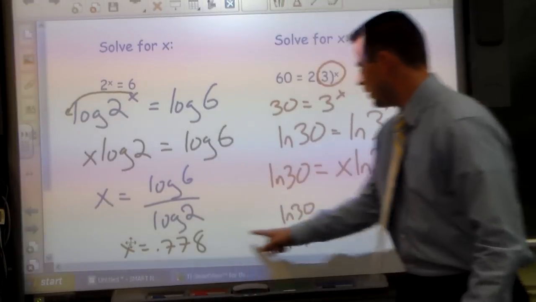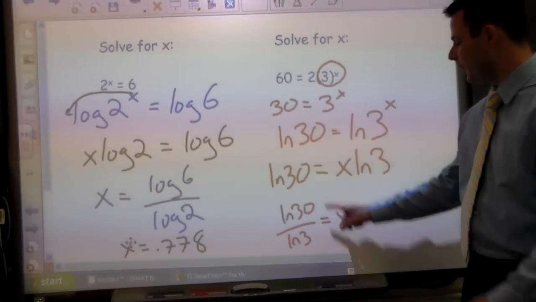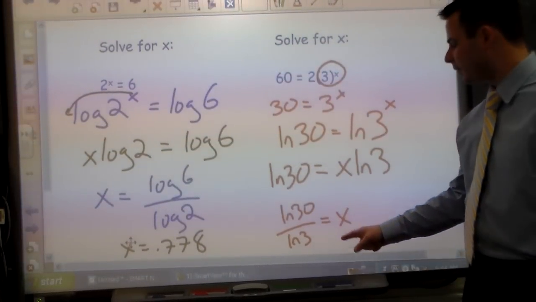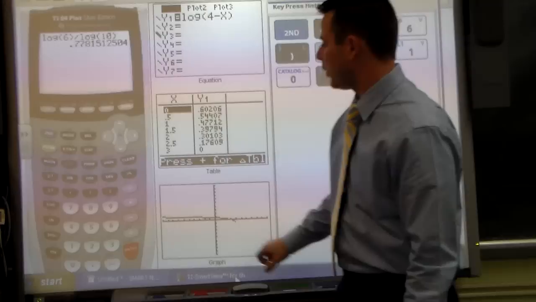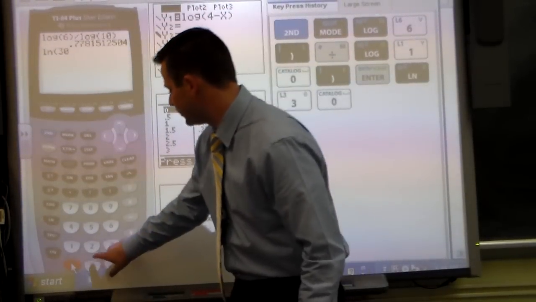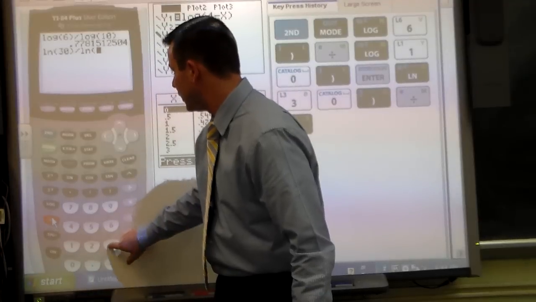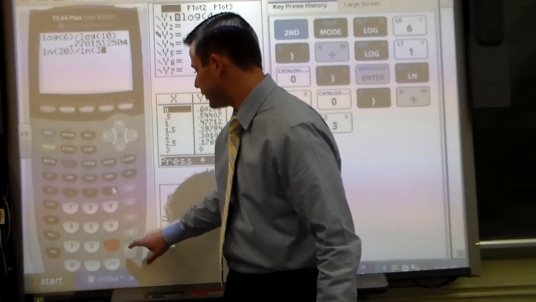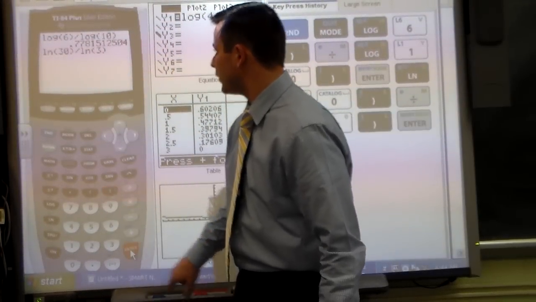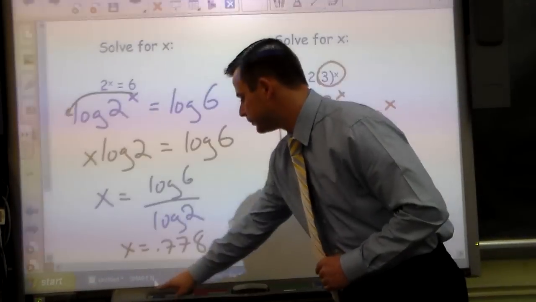0.778. For this side, I'll do natural log of 30 and divide by the natural log of 3. Just don't forget to end your parentheses after the 30 here. So the natural log of 30, ln 30, close parentheses, divided by the natural log of 3, close parentheses. Enter. And you get 3.0959.